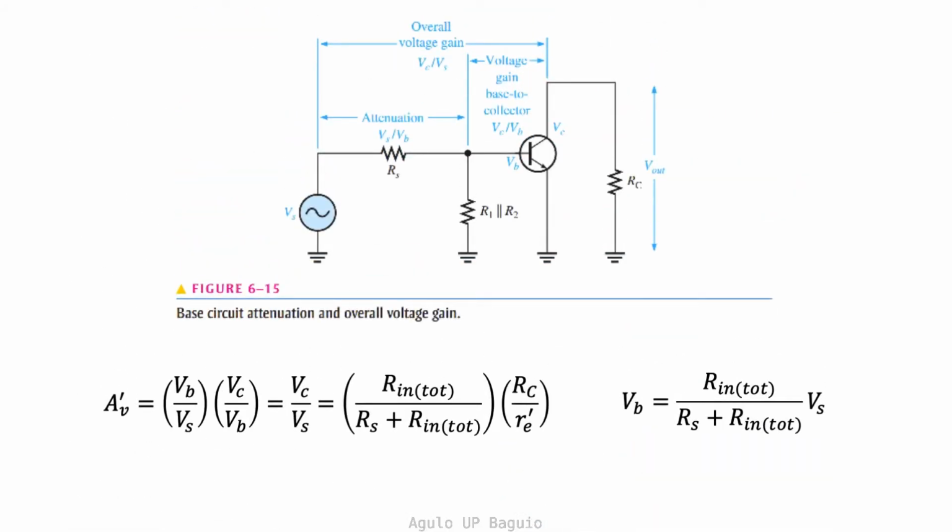In order to get the overall voltage gain from the source to the collector, we consider the attenuation of the input signal voltage to the base voltage. The attenuation is the inverse of the gain and describes the decrease of the voltage signal. The overall voltage gain is given by the gain or attenuation from the source to the base terminal and the gain from the base terminal to the collector terminal. The expression is shown.